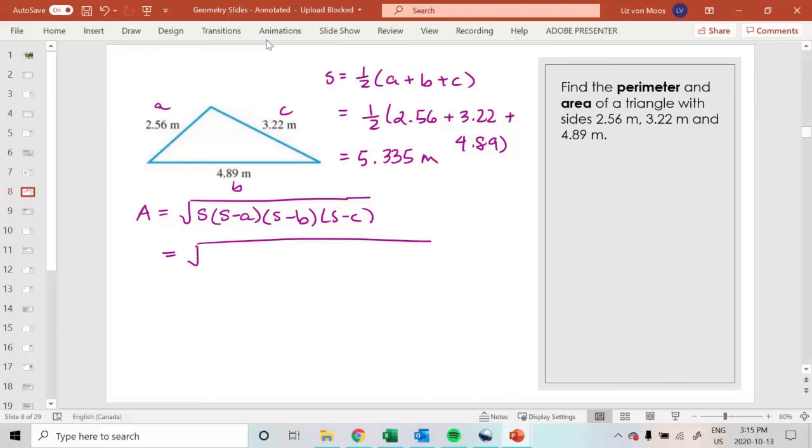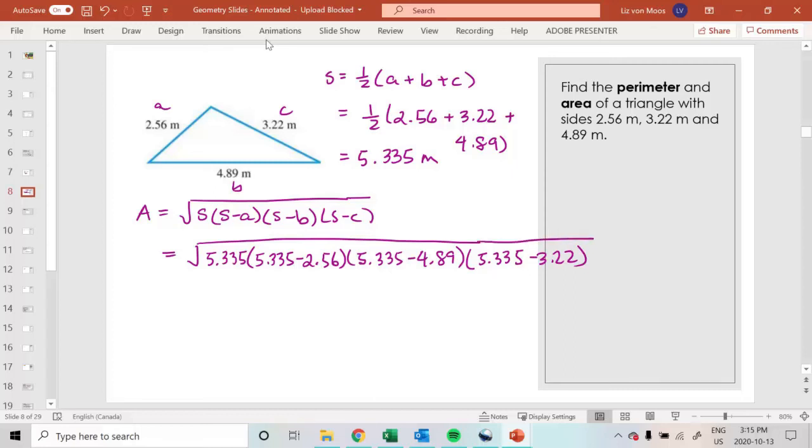All right, so this one's going to be a long one. Each S is 5.335. So we have 5.335 minus 2.56. So A, one of our sides. And then once again, 5.335 minus 4.89. And then finally, 5.335 minus 3.22, the last side. I should extend that radical so that it does encompass everything underneath.